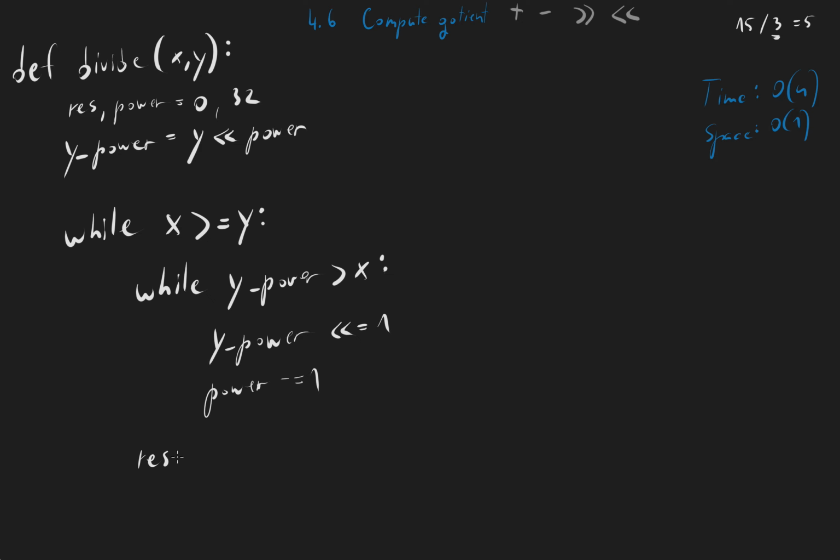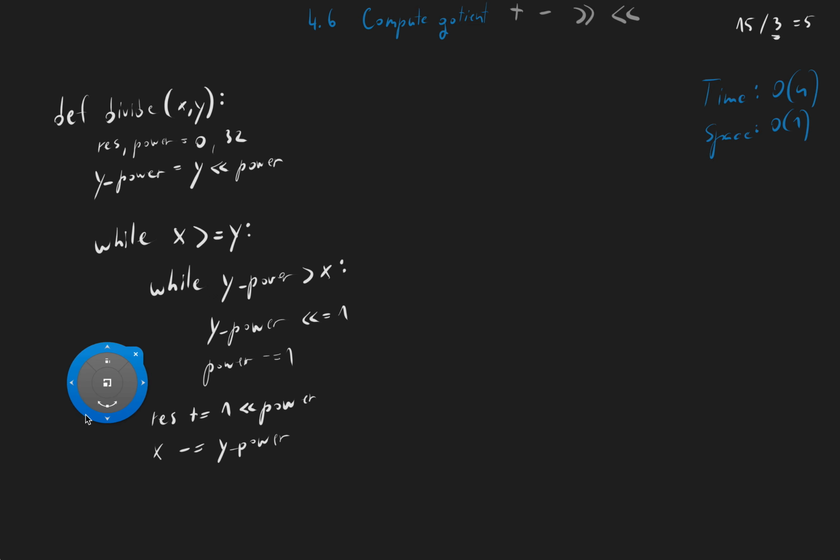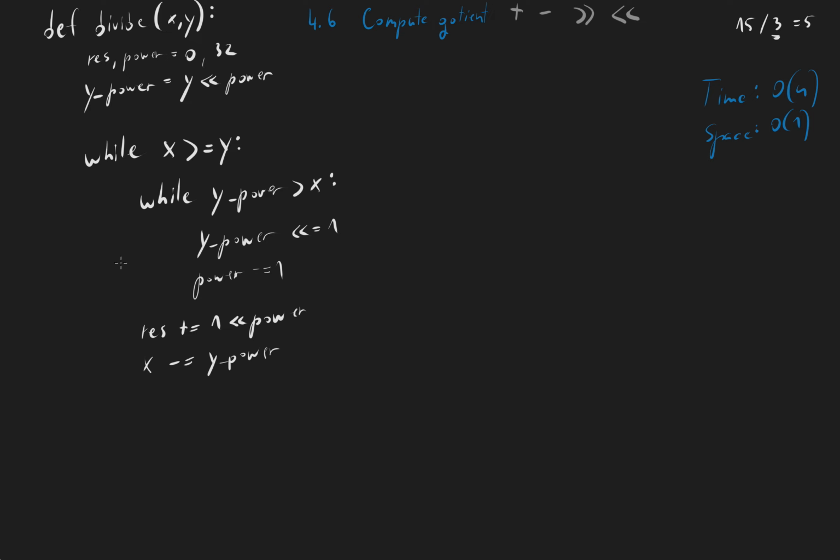So results is actually whatever we have in power, and because we're calculating this here, we need to remove y power from x, right? So x will be reduced by y power, right? And once we're done, we can just return results, right? Okay.